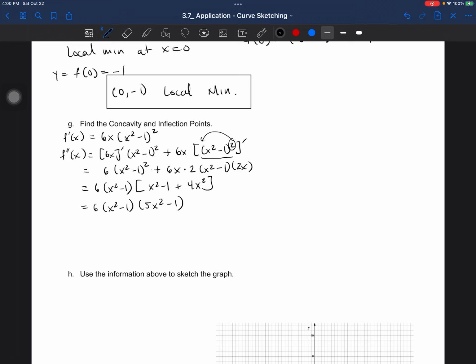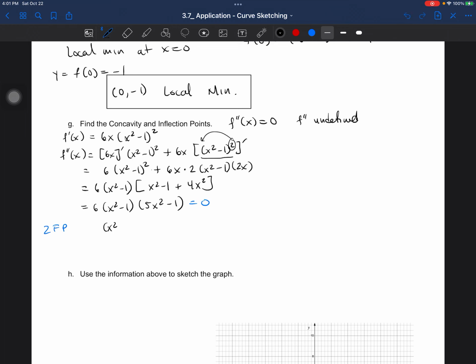And you have x squared minus 1 plus 4x squared gives us 5x squared minus 1. All right, so now from here, what we're going to do is find the possible points of inflection, which I remind you happens whenever the second derivative is 0 or the second derivative is undefined. That is not going to happen because this is a polynomial, so it's defined everywhere. So the only case that we have is whenever this is 0.